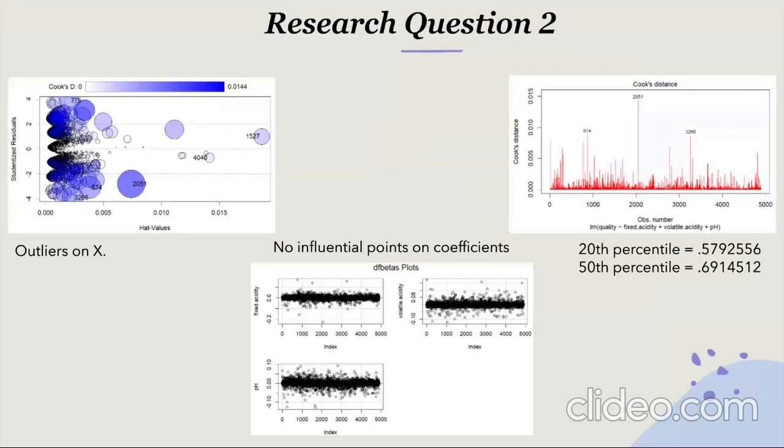Additionally, the following graphs look for outliers and influential points. It can be concluded that there are outliers present on the x-axis, but there aren't any influential points given that the Cook's distance values are all less than the 20th percentile.